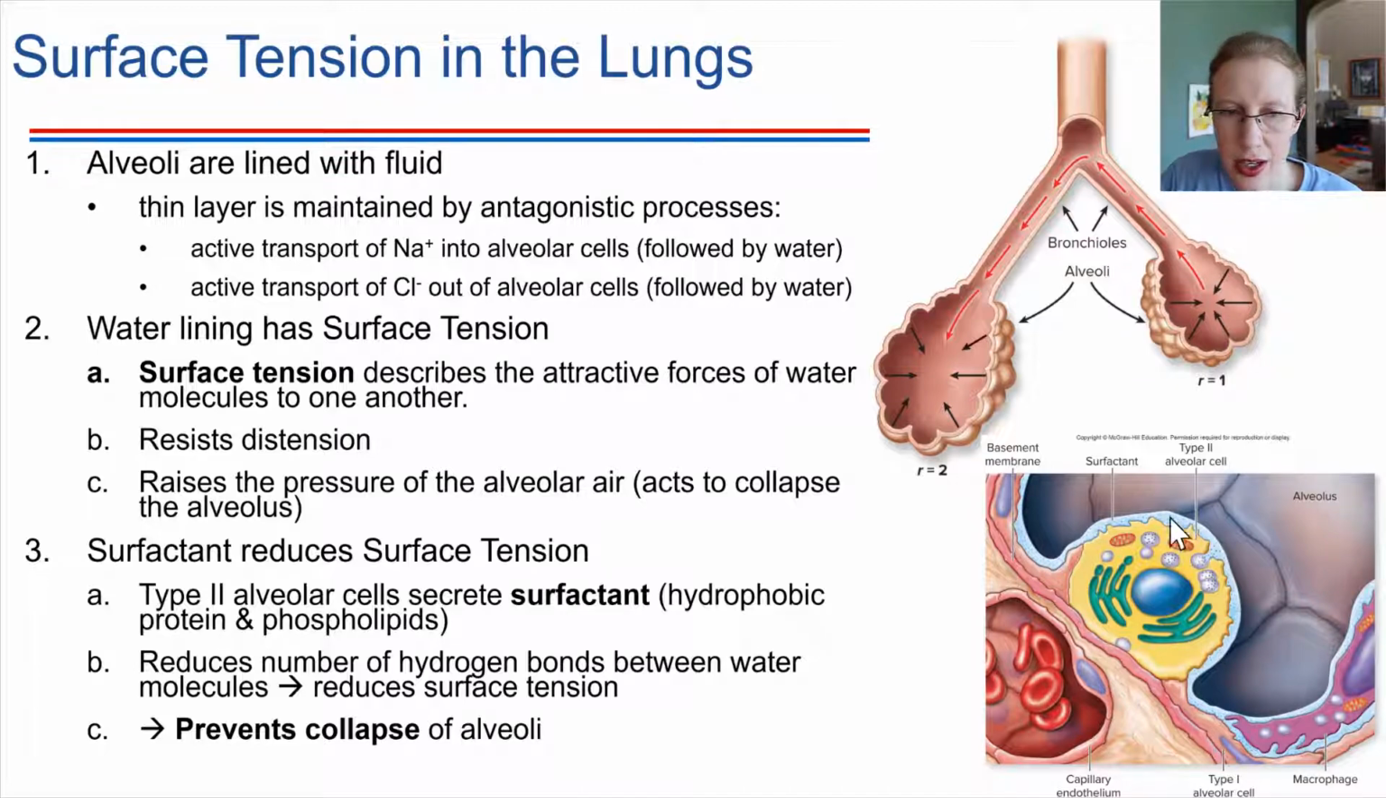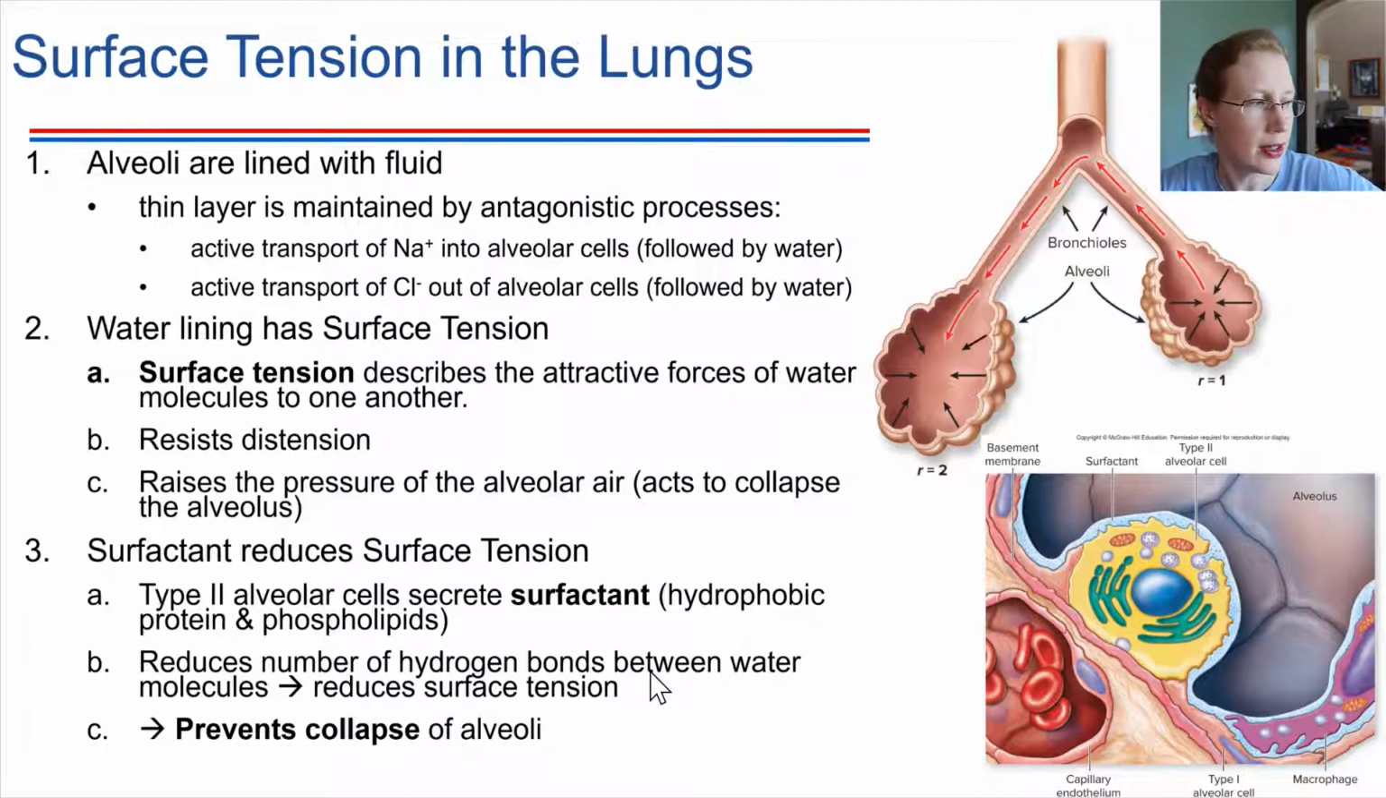Another thing that they do, in addition to maintaining the fluid environment, is they also secrete something called surfactant. Surfactant is something you need to know about. It's really important in the lungs. Surfactant is a substance that helps to keep water molecules apart from each other. What it's made of is hydrophobic protein, so it's built from hydrophobic amino acids, and also some phospholipids. What this does is it reduces how many hydrogen bonds can be formed by water, and therefore helps to reduce the surface tension. So that, in the end, prevents collapse of the alveoli.